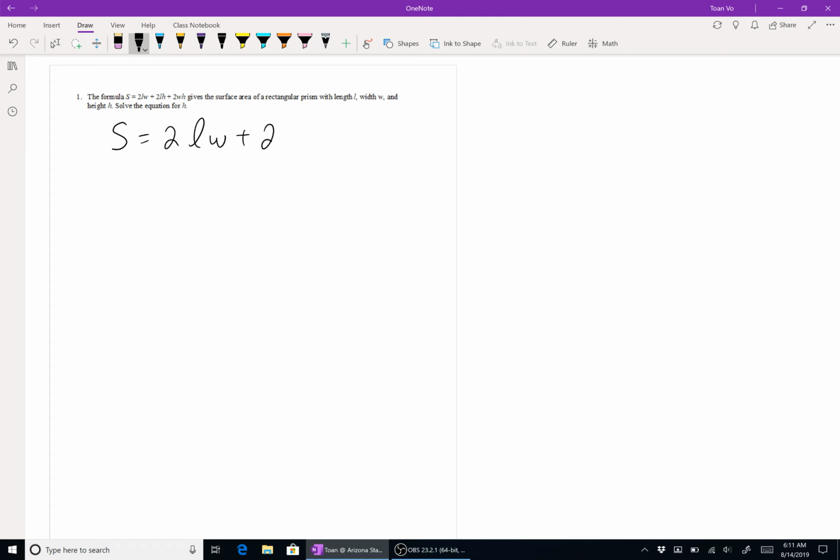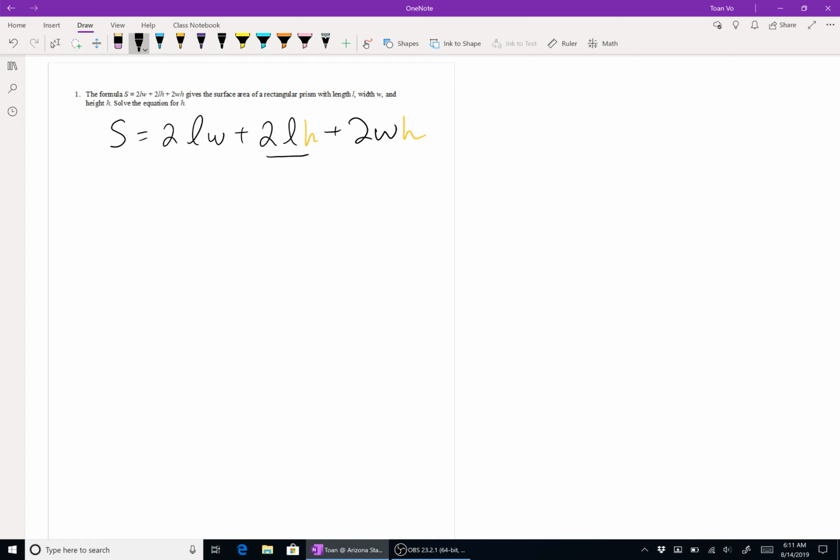Now what I like to do when I do any solving problem is visually or mentally, I sort of highlight the variable they're asking me to solve. So since the problem says solve for h, it's as if I highlight all the h's. So your goal is to get rid of everything that's not highlighted. Now notice the 2L and 2W are attached to the h's, so I can't deal with them just yet.